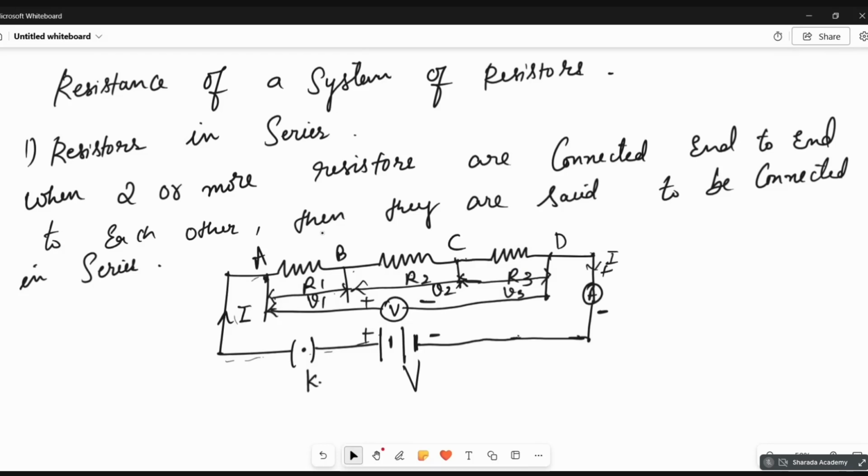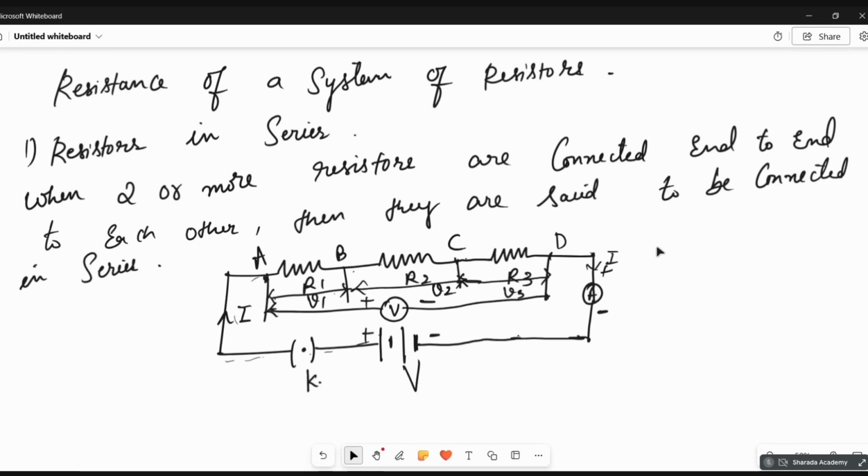But the current through all the resistors is the same because there is only one path, like water flows. If there is only one path for the water, all the water will flow in that path only. Correct? And if there are some plants in that path, all the plants will get the same water because there is only one path. So here also in the series connection, the same current will flow through all the resistors because there is only one common path for all.